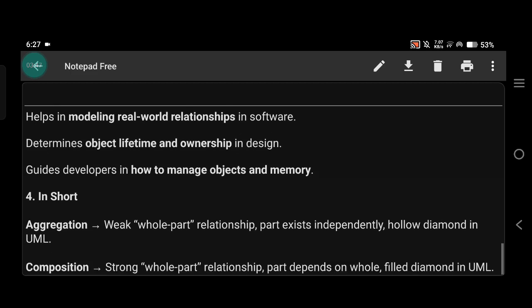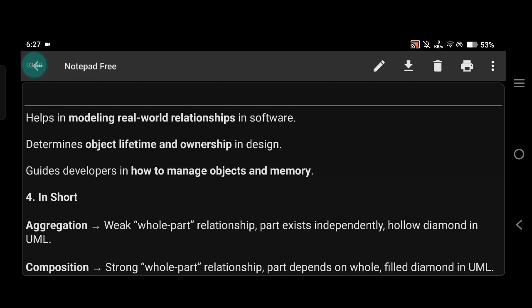So basically, aggregation means a weak whole-part relationship. The part exists independently, with a hollow diamond in UML. And composition is a strong whole-part relationship. The part depends on the whole, with a filled diamond in UML. An example of aggregation: library and book. An example of composition: house and room.